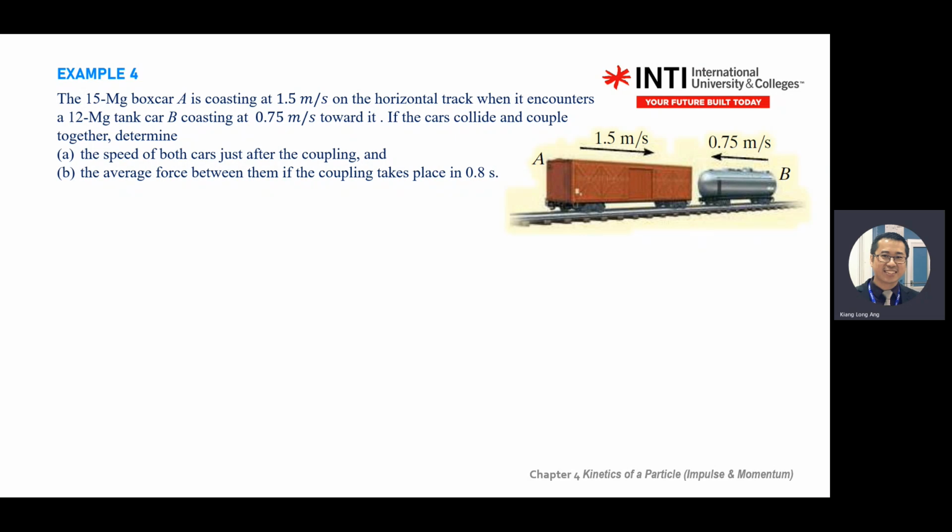Example 4. You have two trains, or two boxcars, A and B, both in different directions. So A moves at 1.5 meters per second, B moves at 0.75 meters per second. When you see two bodies, then the question asks if the cars collide and couple together. Collide, coupled means join together. Determine the speed of both cars just after the coupling, and the average force between them if coupling takes place in 0.8 seconds.